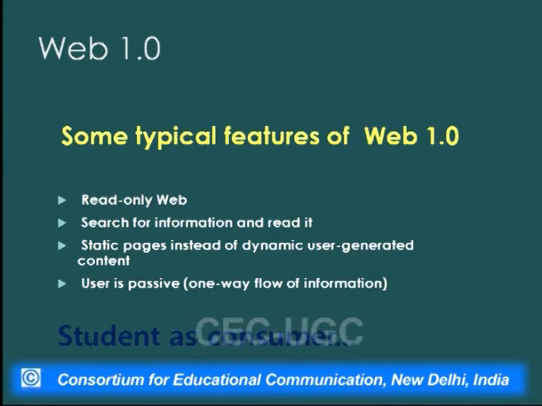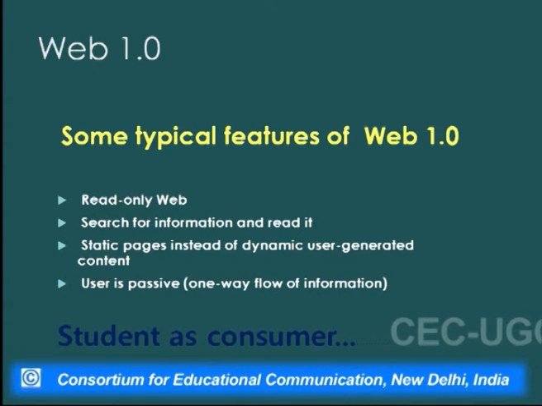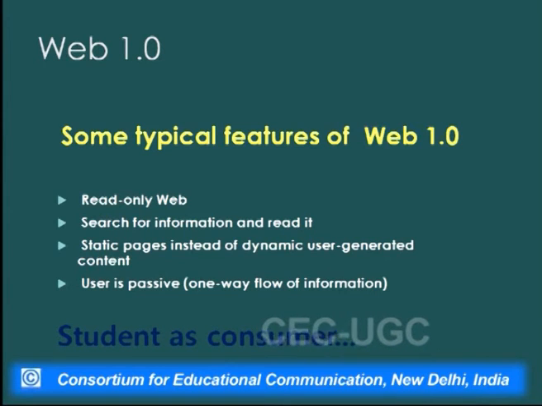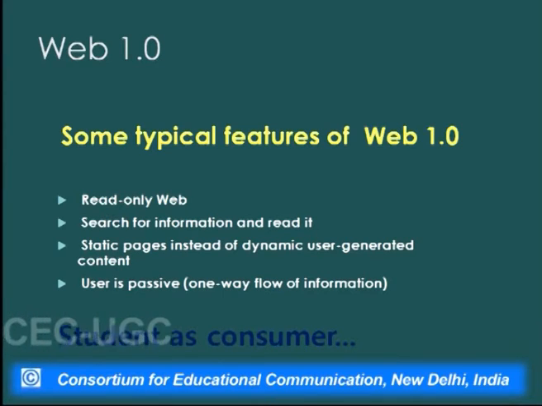Now there are different tools available to help with all these kinds of activity. For example, we are giving here Web 1.0 and some typical features of Web 2.0. Read only web: the features available there are only ones where you can read the content. Search for the information and read it. Earlier, you would go for the information and go through it.